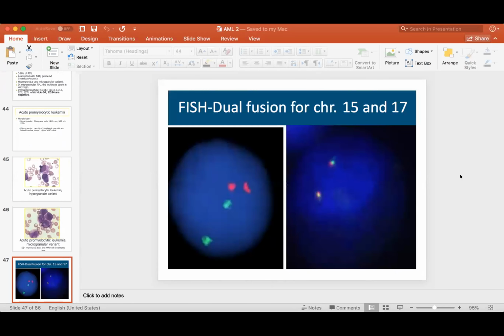This is an example of a FISH test, in this case of APL. So we know we have 2 chromosomes in each cell. This is one cell. This is showing chromosome 15, and this is chromosome 17. So when you have a translocation 15;17, you're going to see this yellow color, which means there's fusion between the PML and RARA genes. Normally you should have 2 of each, but when they fuse, you're going to start seeing this yellow color. So this is positive.